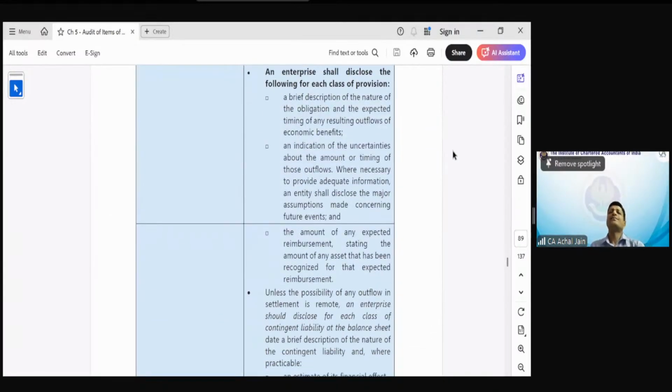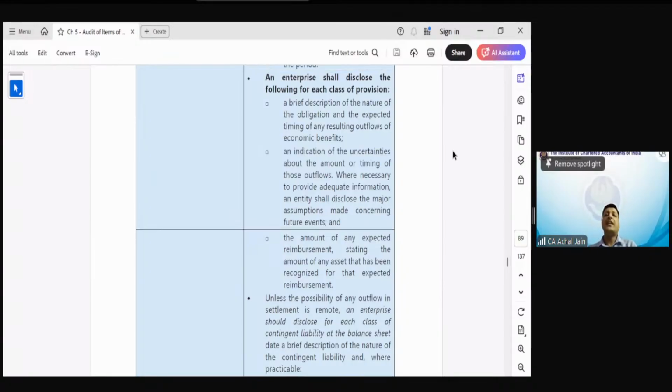Further, an entity shall disclose the following for each class of provision. Now, what is that? A brief description of the nature of obligation and expected timing of any resulting outflows of economic benefits. An indication of uncertainties about the time. So this is about some of the disclosure requirements.